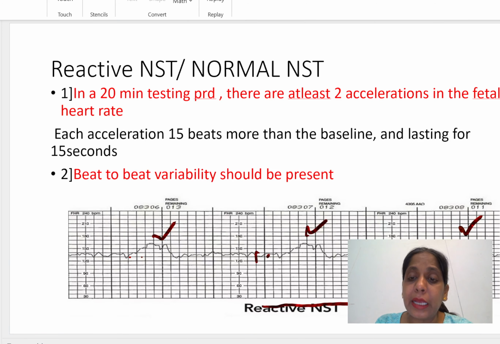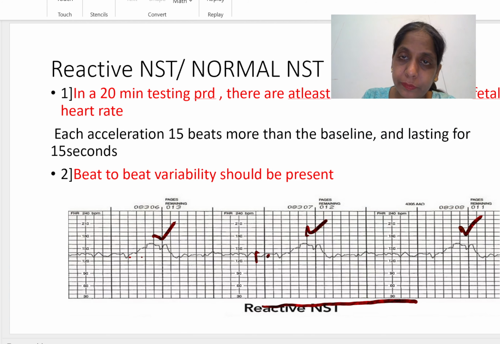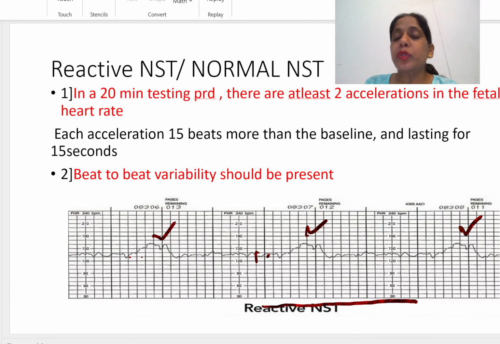Next, let's see how we have to read the NST. So when we are doing antepartum surveillance, and in it we are doing NST, in that NST we have to see only two things. The first is we have to see that accelerations are there or not.